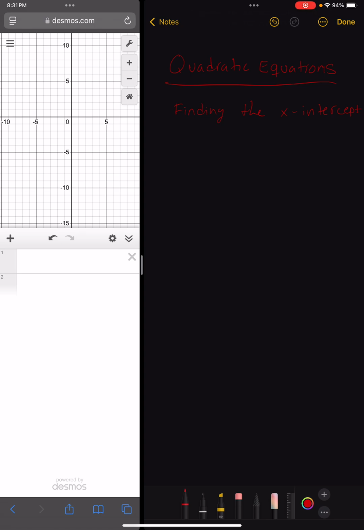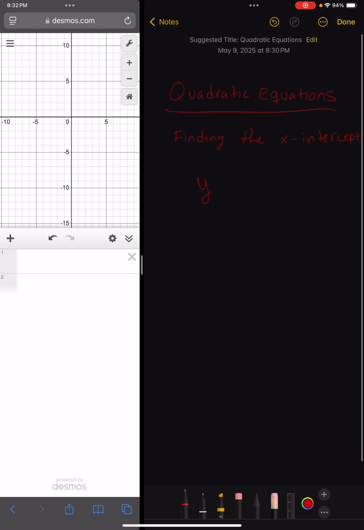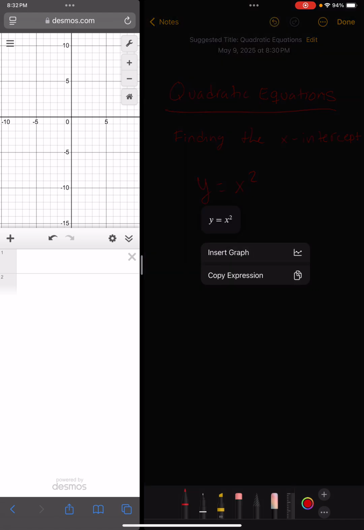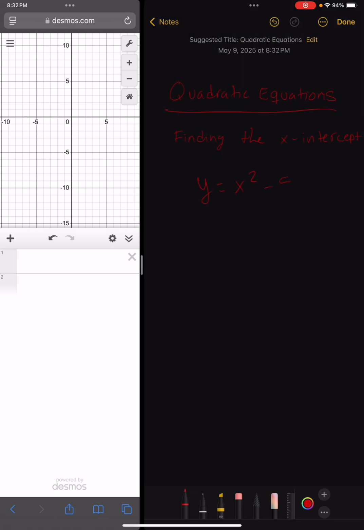So, a practice problem that I often give my kids is y equals x squared minus 5x plus 6. And so to solve this, very simple. All we do is we make y equal to 0 to find the x-intercepts. So 0 equals x squared minus 5x plus 6. And so we're going to factor this.